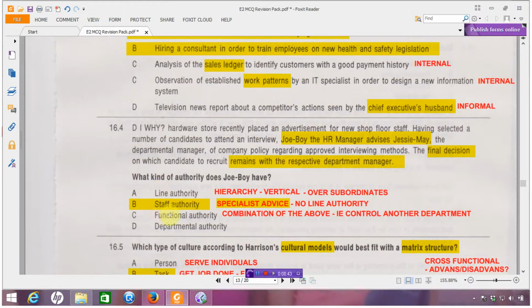This third one here, functional authority, just note that that's really a combination of the above. It's where we do have perhaps some advice coming from another department, but we have control. In other words, we do have, let's say, the HR manager actually having control over what the other department does, and the final decision would rest with that HR manager as opposed to the receiving department. I think departmental authority is a distractor. So let's just try and remember line, staff, and functional. Functional being a combination of line and staff, certainly where no line authority exists. Okay.